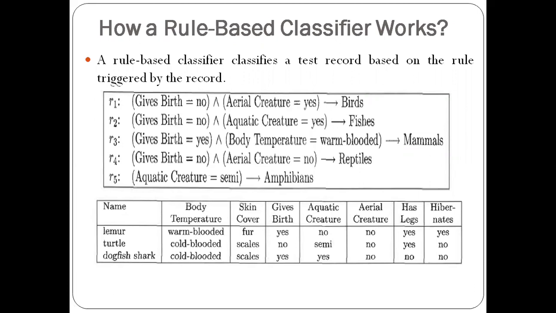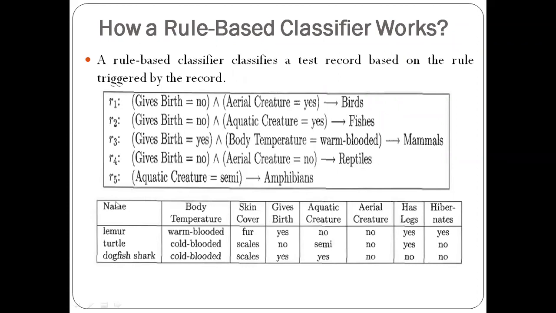If you look at the first rule, it is gives birth is equal to no and aerial creature is equal to yes. If these are satisfied, then we'll assign the class label birds. The second one is gives birth is equal to no and aquatic creature is equal to yes, then the class label assigned is fishes. If the third rule is gives birth is equal to yes and body temperature is equal to warm blooded, then it will be assigned as mammals. The fourth rule is gives birth is equal to no and aerial creature is equal to no, then reptiles will be assigned as the class label. And the fifth one is about the amphibians, that is if aquatic creature is equal to semi, then we will assign the class label as amphibians.